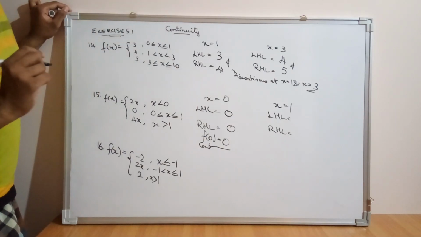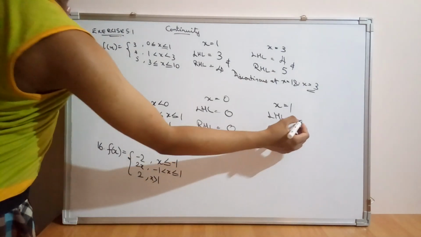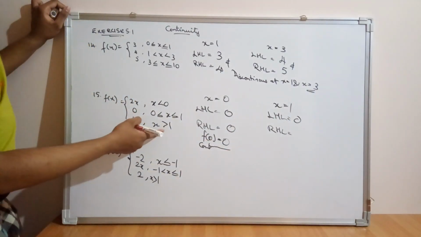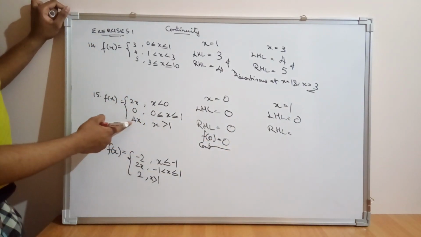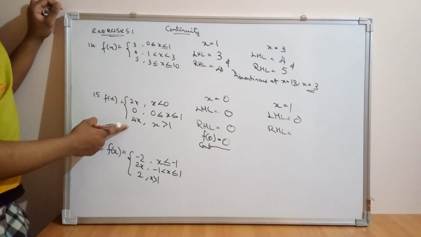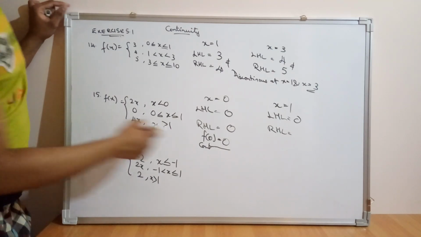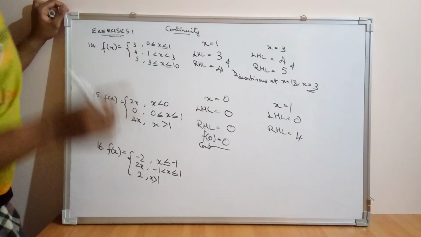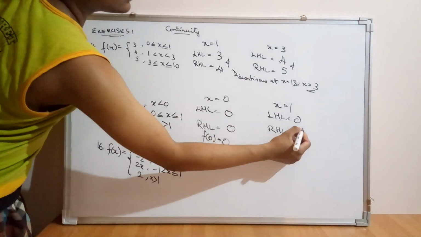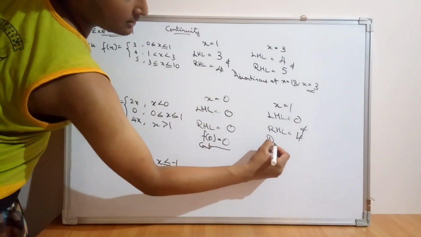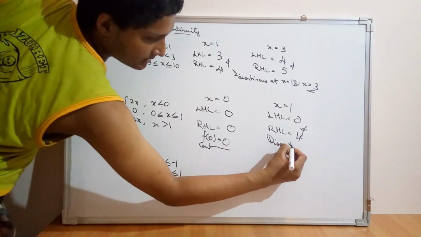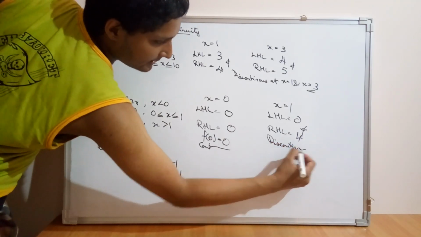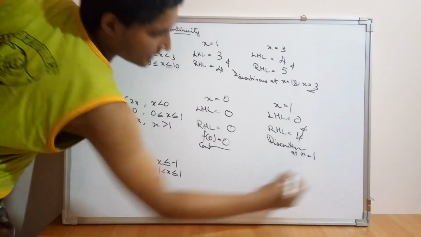Next we'll go to the x is equal to 1 point. So the left hand limit is 0, and for the right hand limit, x is greater than 1, so this condition should be considered. If you consider this condition, it is going to be 4 into 1, that is 4 only. Therefore, these are not equal. Therefore, discontinuous at x is equal to 1.